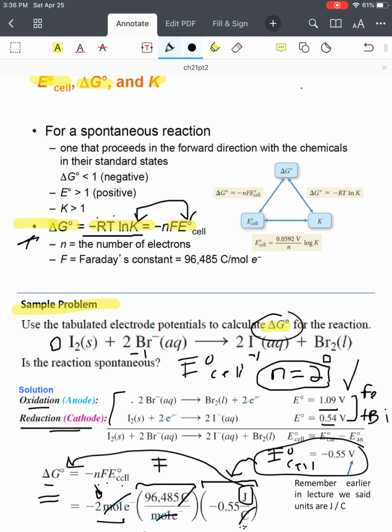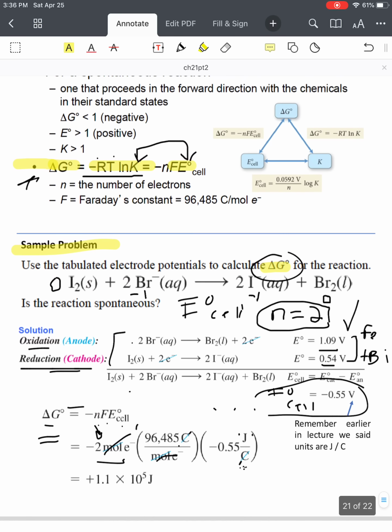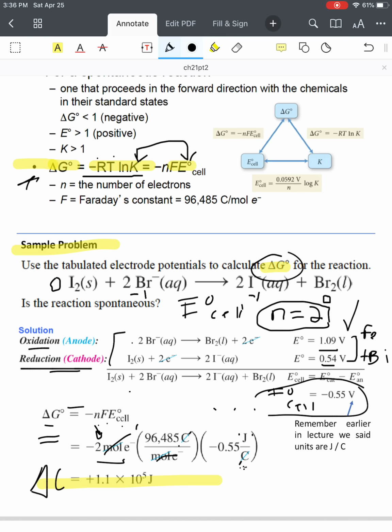So that's all we need to do. We plug and we chug. I'm not sure if this is worked out on the next slide. It's really not, okay? Oh, it's on here in the bottom, okay. We plug and we chug and we find an answer for delta G: positive 1.1 times 10 to the 5th.